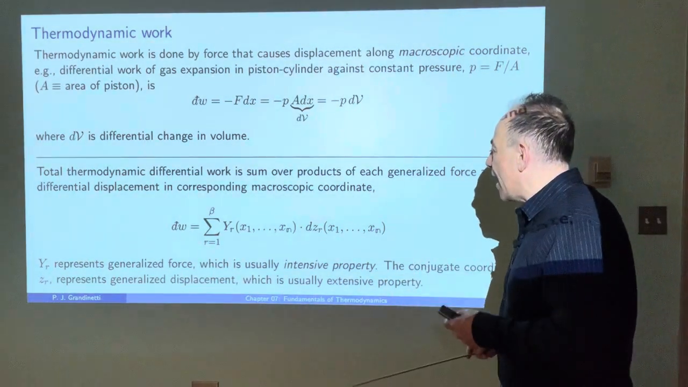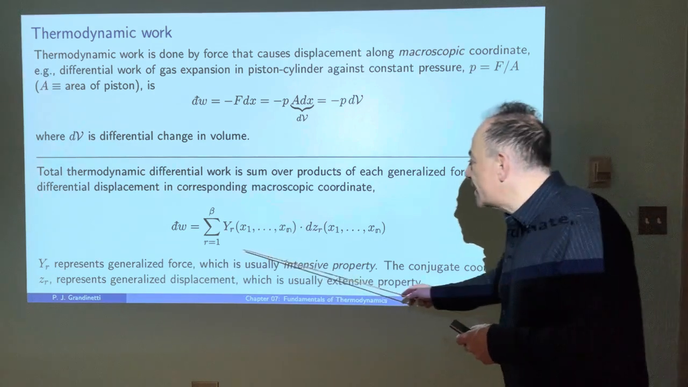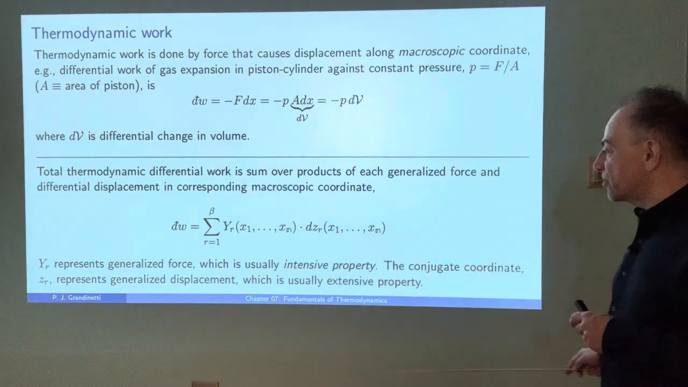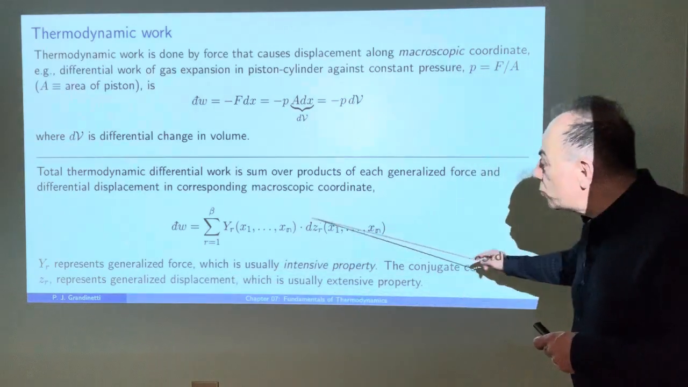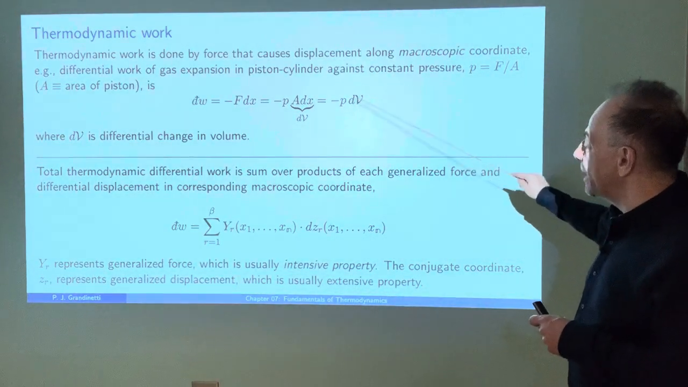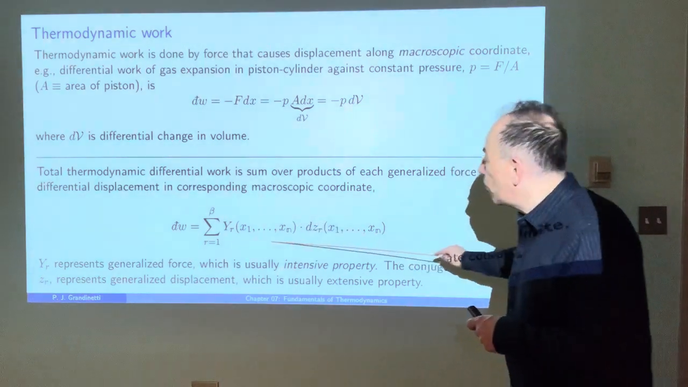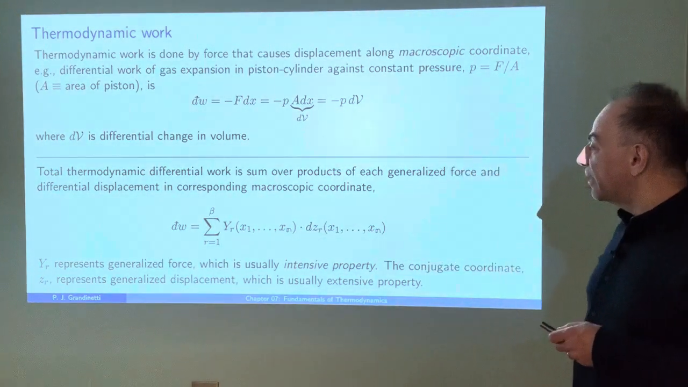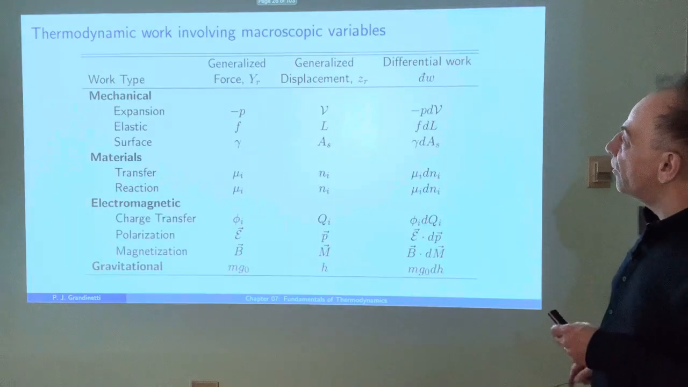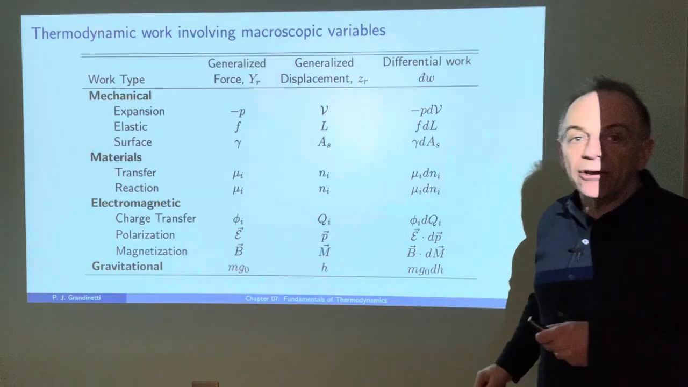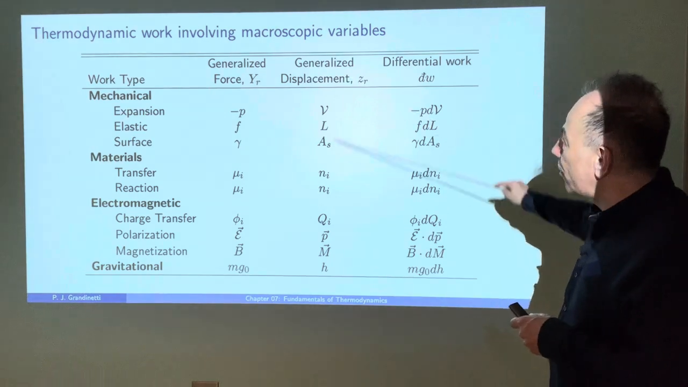works that we have. And so we write these down, and y is our generalized force, and z is our generalized displacement. And usually this is going to be some kind of extensive property. So in this case, for example, it was volume. And this y, the generalized force, will be an intensive property. And in this case here, it was P. But if I go to a table of these, here are all the generalized forces that we will encounter. And here are all the generalized displacements.